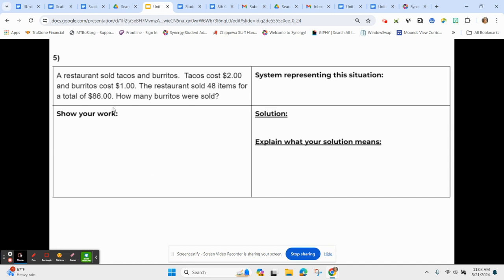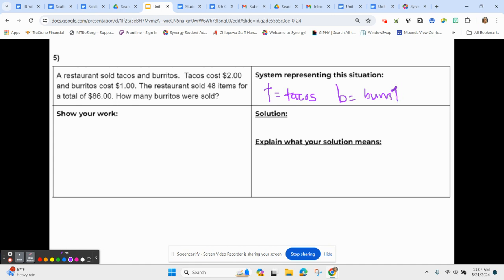So here it says a restaurant sold tacos and burritos. Tacos are $2 each and burritos cost $1. The restaurant sold 48 items for a total of 86 bucks. How many burritos were sold? So right here, here's what I'm going to say. I'm going to say T is going to stand for tacos, and obviously then B is going to represent the number of burritos.